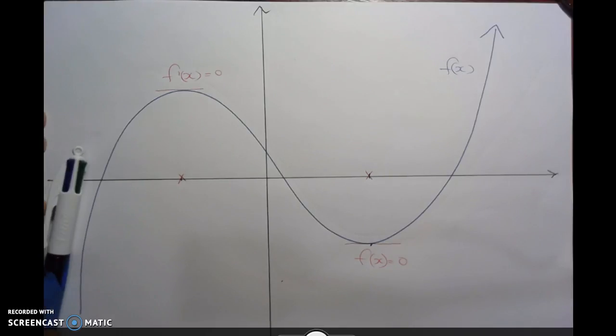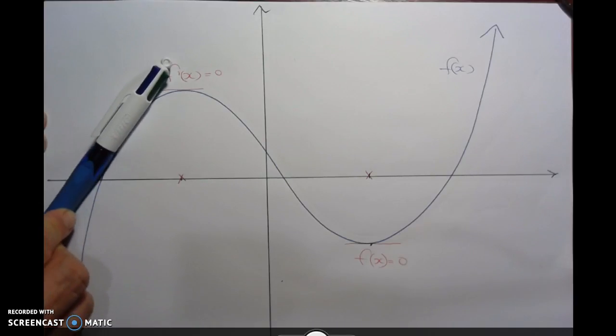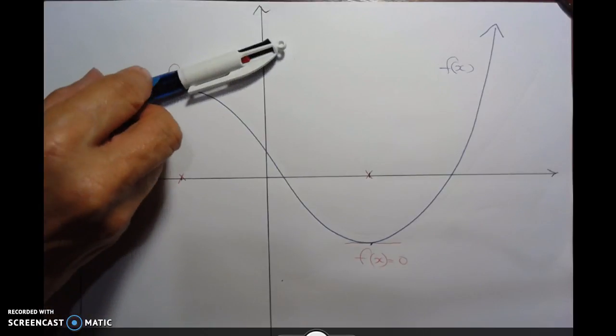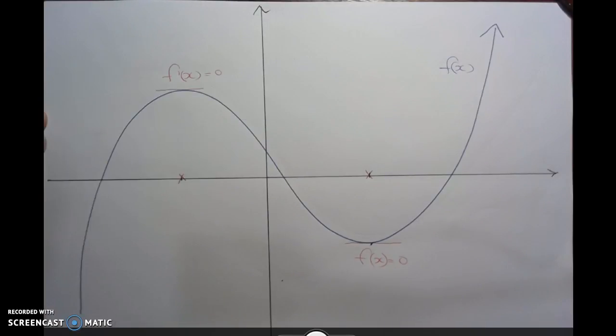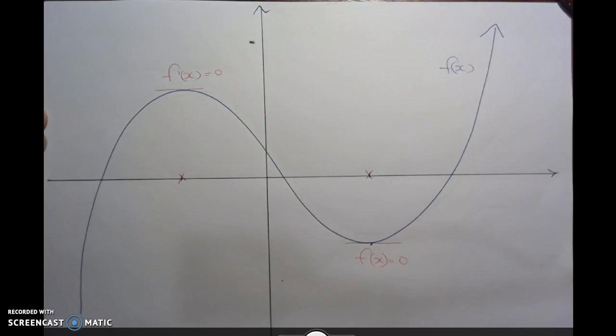Can you see at this point I have a slope that's positive, and it's slowly becoming less positive until it becomes 0. So what I have is my derivative function is going to be in the positive realm. Okay? It's not going to be negative.